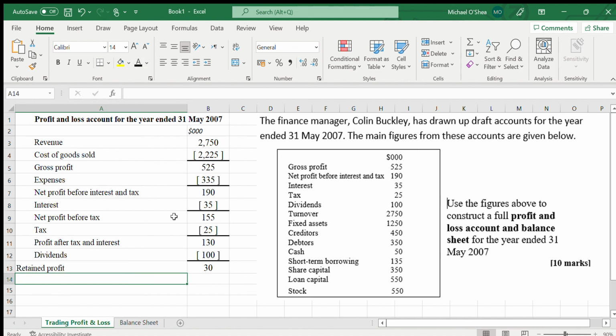So this is a statement of comprehensive income, profit and loss, it can be called either. All you have to do is your sales minus the cost of sales gets you gross profit. You take away all the general expenses and then you have your net profit. After that, you're pretty close to being done. You just need to take away interest, tax, and dividends. Between each one of those, you need to have a subtotal, and when you're finished, it's called retained profit. That is the profit and loss for column 1.